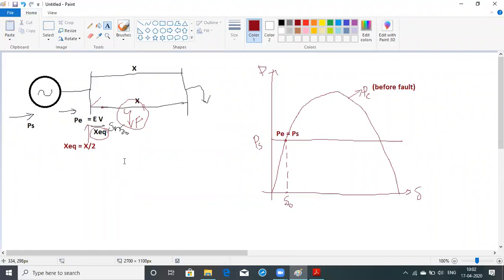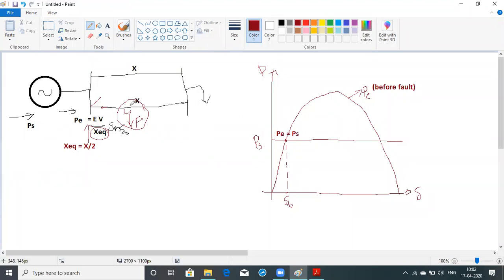Equivalent reactance is equal to X by 2, because in the previous condition the two X's are connected in parallel. So in the before-fault condition, X equivalent is equal to X by 2. If you substitute this, you get the electrical power. That electrical power is this, where the electrical power is equal to the shaft power.